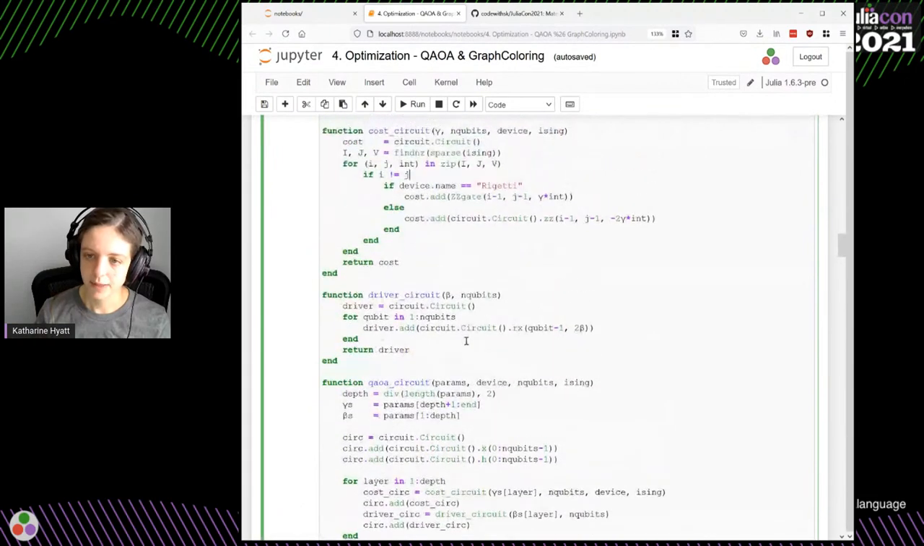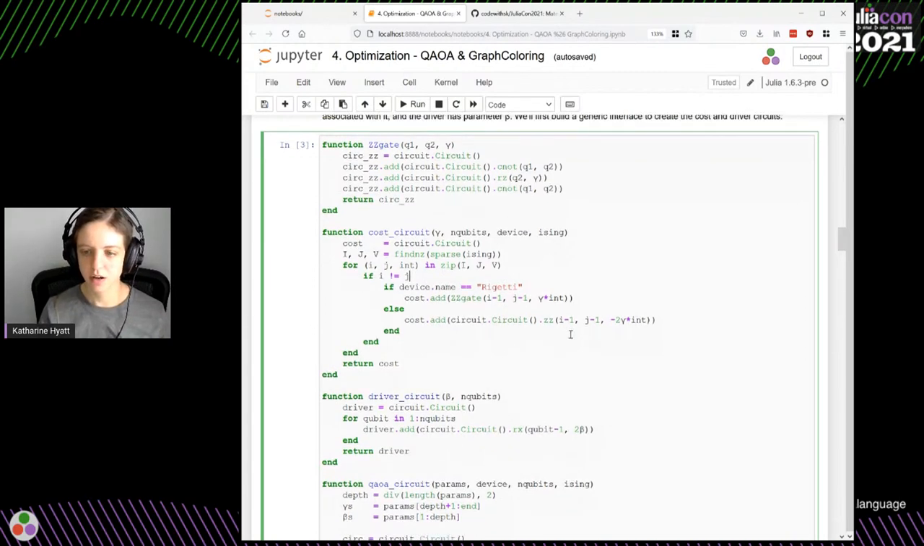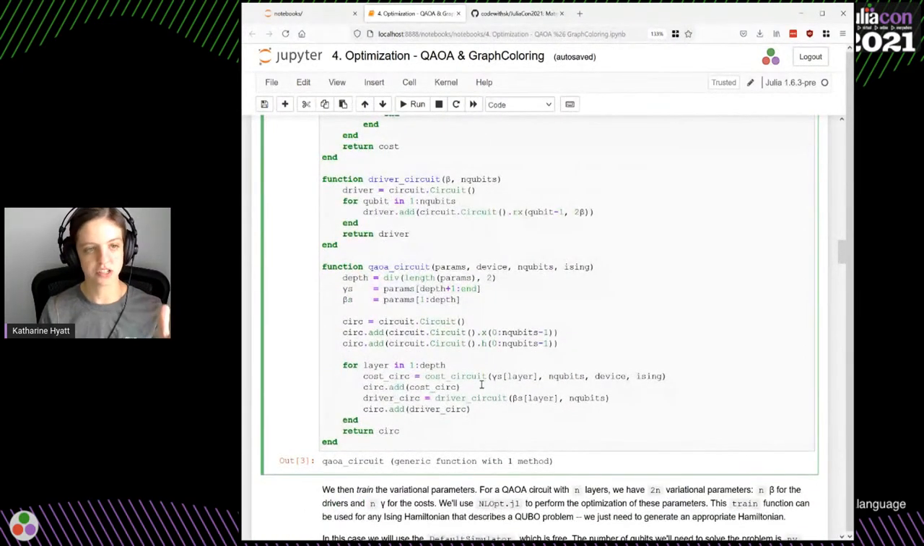And then we also implement the driver circuit, which takes parameter beta and a number of qubits. This is a little bit simpler. It just applies a rotation in the x direction on every qubit, scaled by 2 beta. And so when we perform QAOA, we'll form layers of first the cost circuit and then the driver circuit, and then optimize the parameters gamma and beta through repeated iterations of the training cycle.